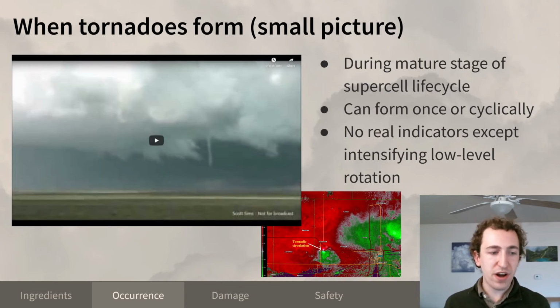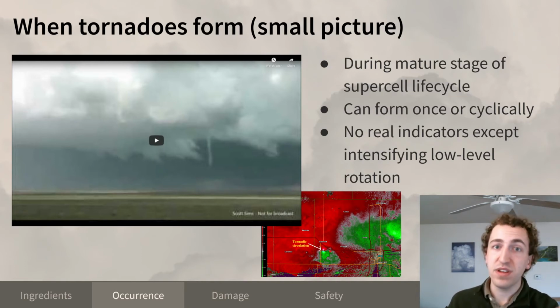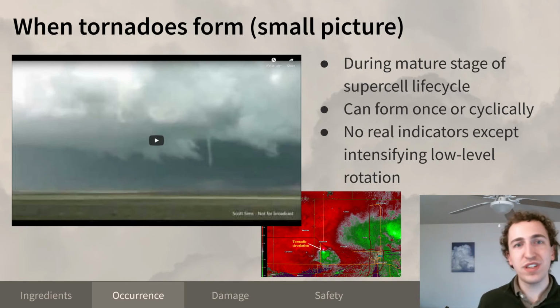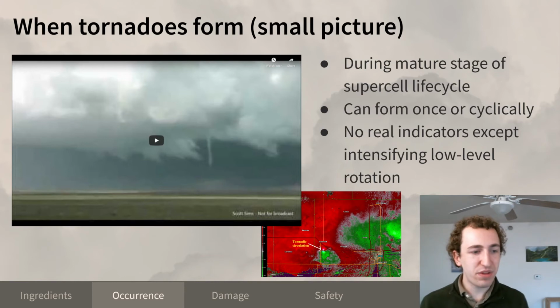So on radar, that's when you hear about radar indicated rotation indicating a tornado warning, or that's what makes them press the button to issue a warning, is when you see this kind of signature on radar where you have this tight couplet of outgoing and ingoing winds indicating strong rotation at the low levels of the storm. There aren't any other real correlative factors that we know that play into it.